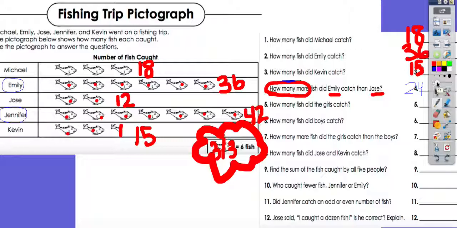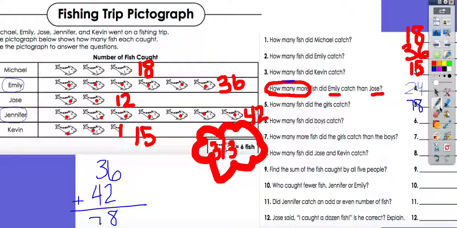I want to know how much the girls caught total. So Emily caught 36 right here, and then Jennifer caught 42. I want to know how much the girls caught in all. So I got 6, 7, 8, 4, 5, 6, 7. The girls caught 78 total. They did really good.